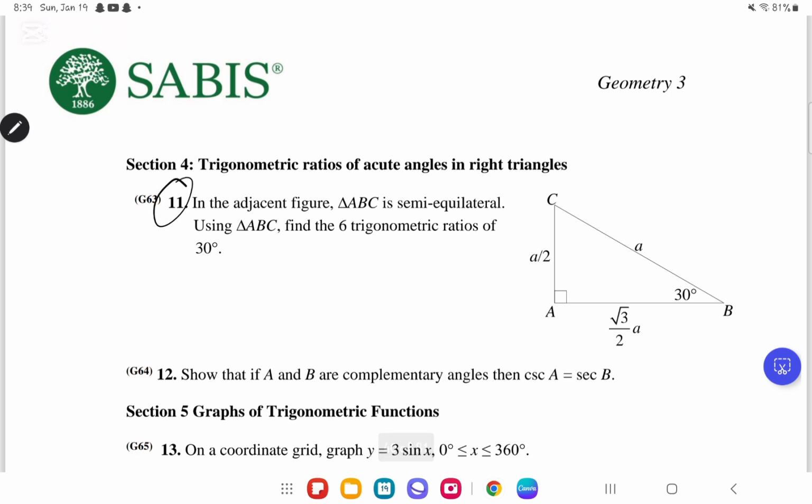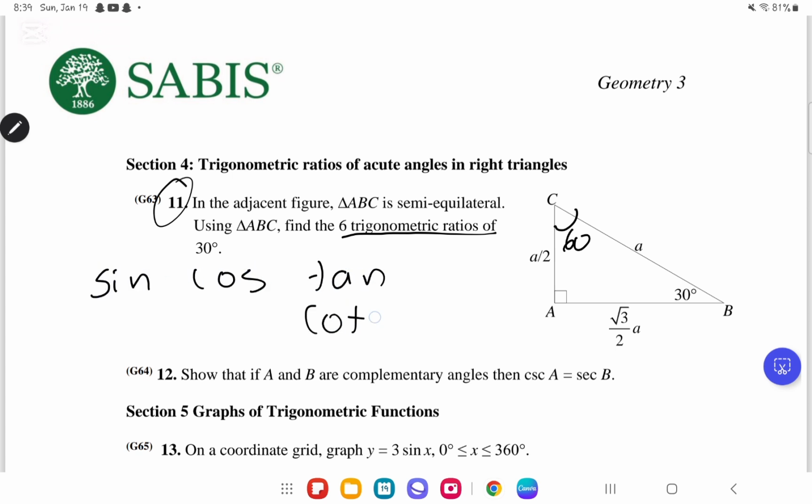So, question number 11. In the adjacent figure, ABC is semi-equilateral. That means it's a 30, 60, 90 triangle. They told us, using triangle ABC, find the 6 trigonometric ratios of 30. We know that the 6 trigonometric ratios of any angle are sine, cosine, tangent, cotangent, secant, and cosecant.